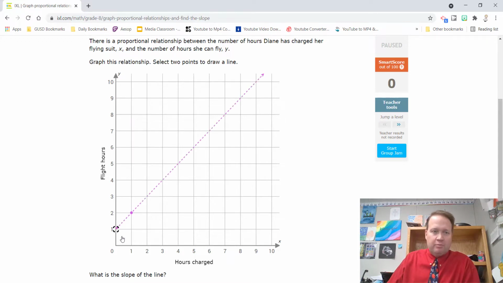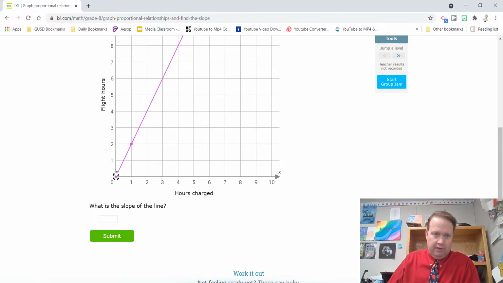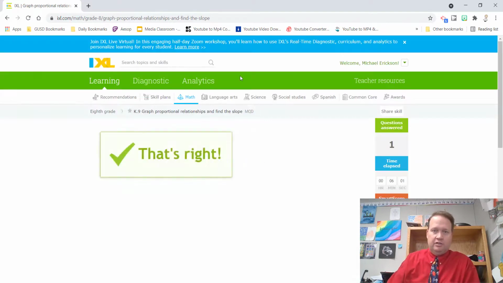And it's about graphing proportional relationships. So it's going to be a straight line through 0. So every one of these is going to start at 0. And then the question here says, what's the slope of the line? Well, from 0, 0, we're going to go up 2 and over 1, and I'm going to be there. So my slope can be 2 over 1, or I could just type in 2.